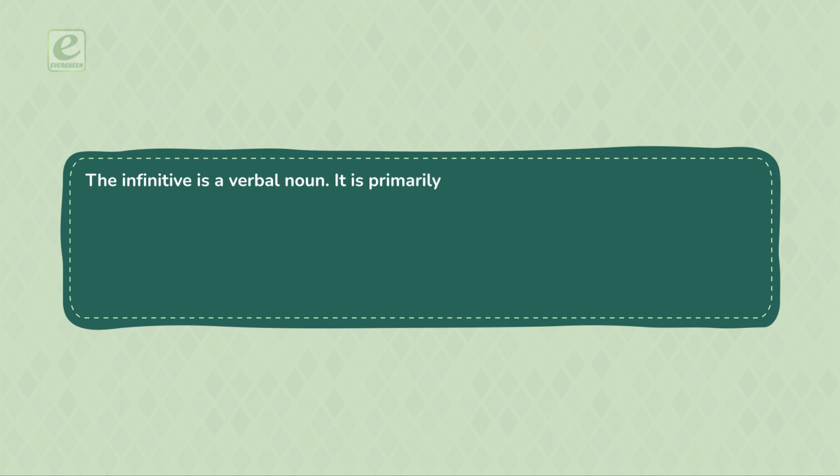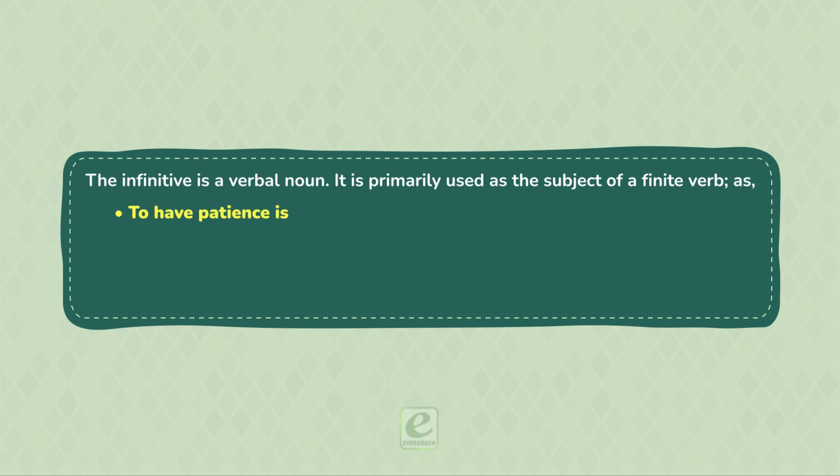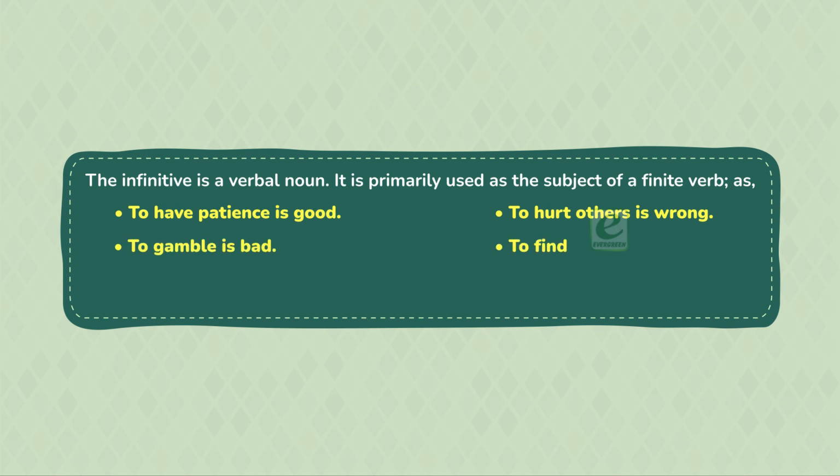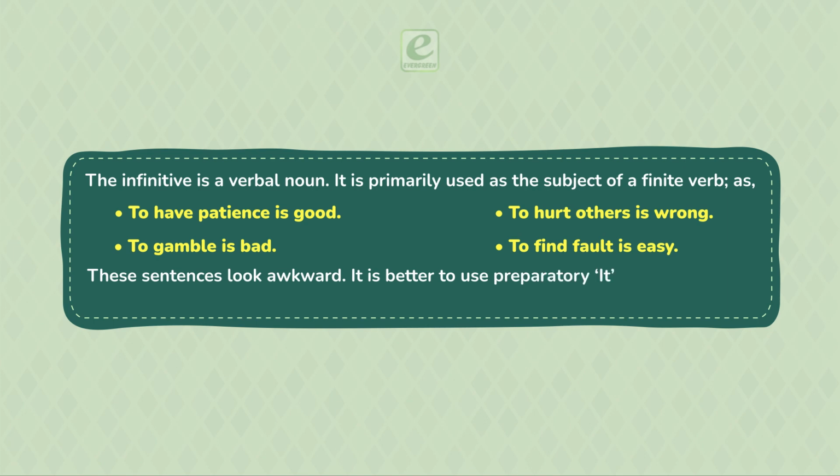It is primarily used as the subject of a finite verb, as: to have patience is good, to hurt others is wrong, to gamble is bad, to find fault is easy. These sentences look awkward. It is better to use preparatory it as the subject in each sentence.